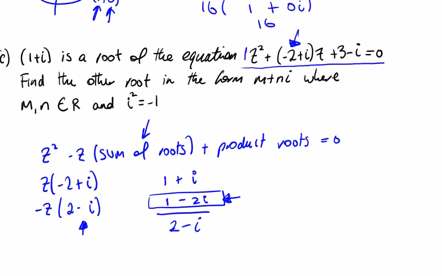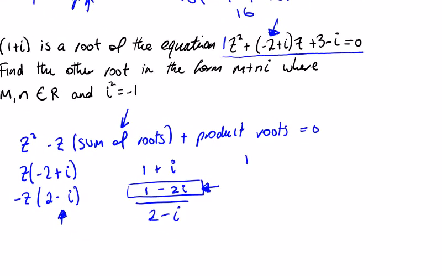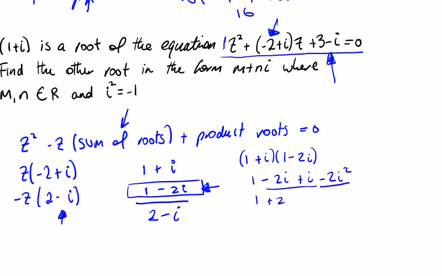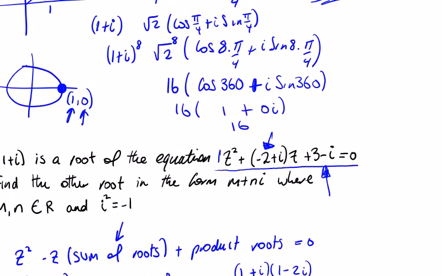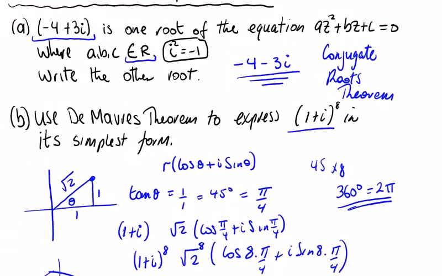We don't have to do this, but if you multiply these two roots, 1 plus i by 1 minus 2i, we should get the product of the roots, which is this bit at the end. So we get 1 minus 2i plus i minus 2i squared. So that's 1, that's plus 2, and these two give me minus i, so we get 3 minus i. So when the product and the sum of the roots are complex, we can't use the conjugate root theorem that we had at the start.